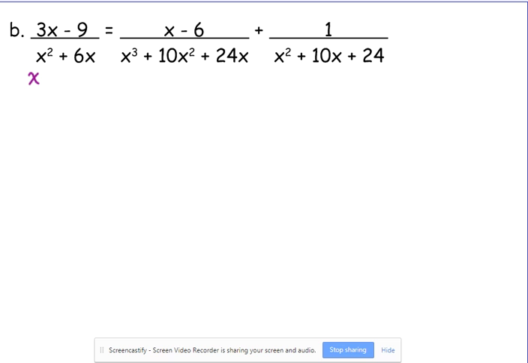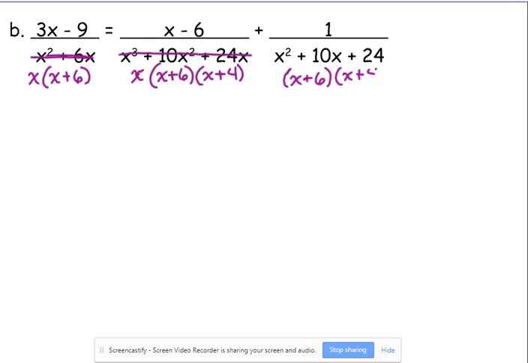The first denominator, we need to take out an x. The second denominator, we need to take out an x, and we can factor it. Just to save myself some space, I'm going to do those two things at one time. Okay, not to freak you out, but I took out the x, and then I factored x squared plus 10x plus 24. Oh, and guess what? That just happens to be the third denominator as well. So x plus 6 times x plus 4.